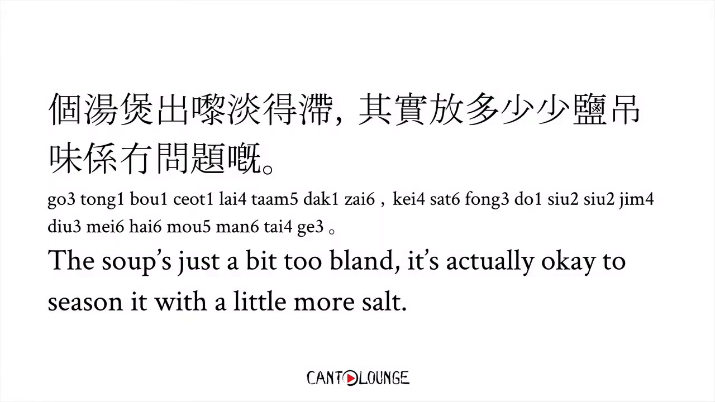So here we have 淡得滯. 淡 means a little bit bland or tasteless. 淡得滯, it's a little bit too bland, right? So the entire sentence reads 個湯煲出嚟淡得滯，其實放少少鹽調味係冇問題嘅. So 煲 is actually to make soup, just soup in particular. 煲 actually refers to the pot in which soup is made, but it can double as a verb as well. And let's see, 鹽 is salt, in case you didn't already know.